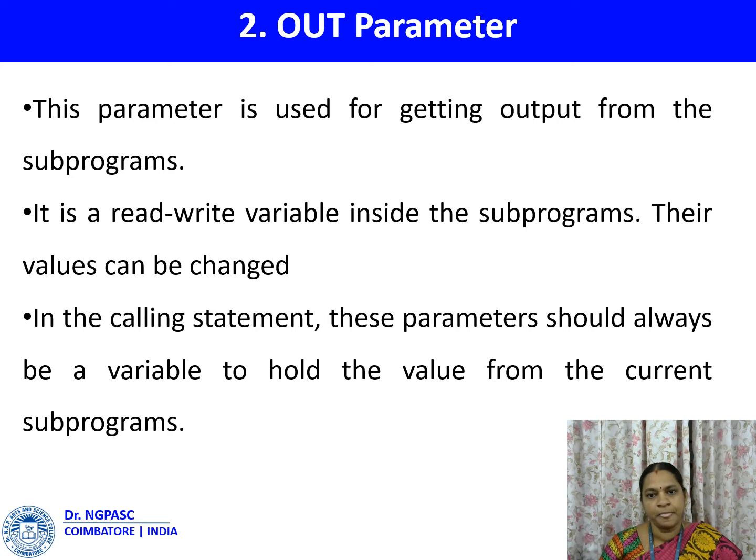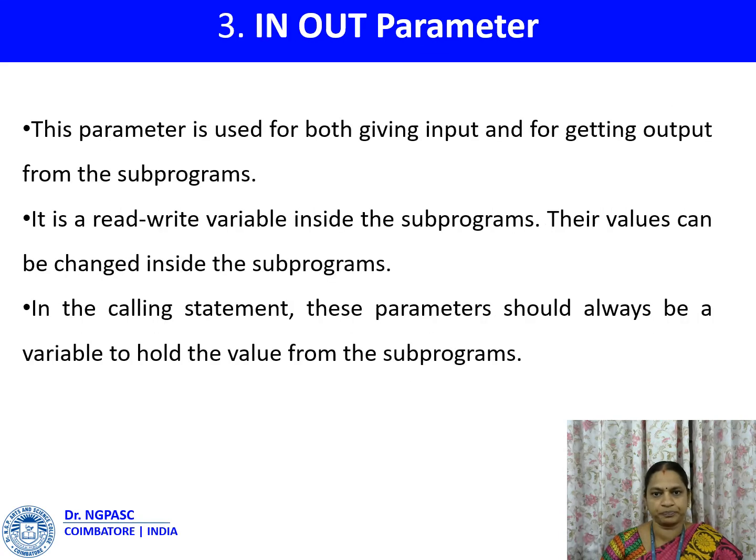Next one is the OUT parameter. This parameter is used for getting output from the subprograms. It is a read-write variable, which means the values can be changed. It's like variables. In the calling statement, this parameter should always be a variable to hold the value from the current subprogram. And next, the third is the IN OUT parameter. This parameter is used for both giving input and getting output from the subprograms. It is also a read-write variable inside the subprograms, and their values can be changed inside the subprograms. In the calling statement, these parameters should always be a variable to hold the values from the subprograms.